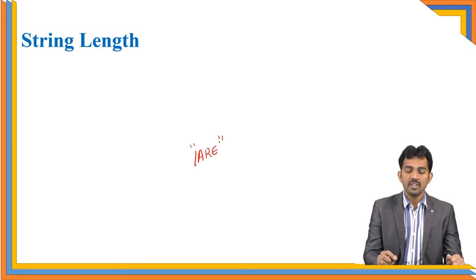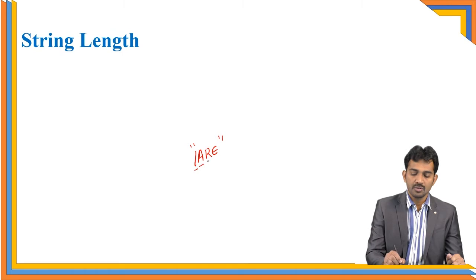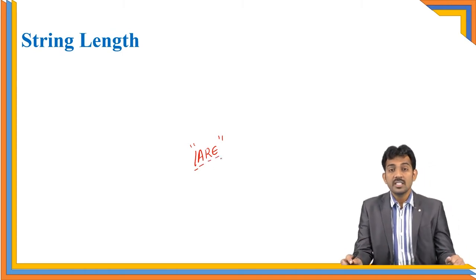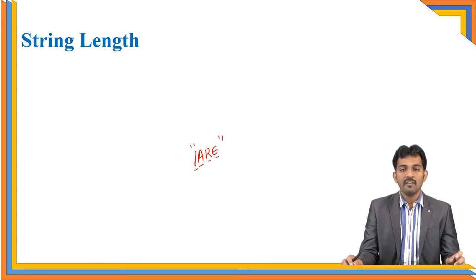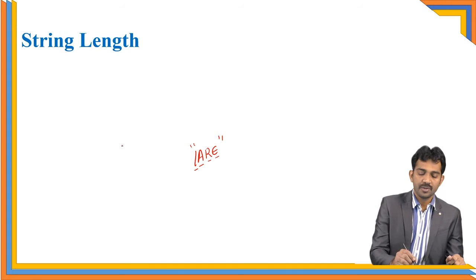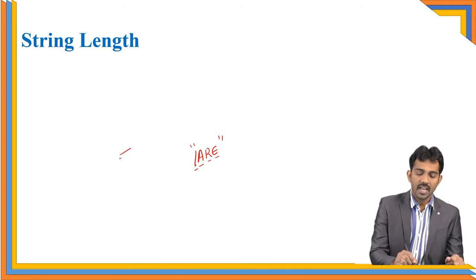If you want to find the length of IRE, you need to count the characters, right? 1, 2, 3, 4. But how is the system going to calculate? Already some predefined functions are available. All are available in string.h. Please note this: #include <string.h> library.